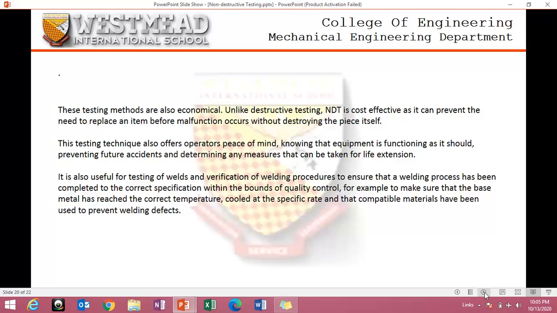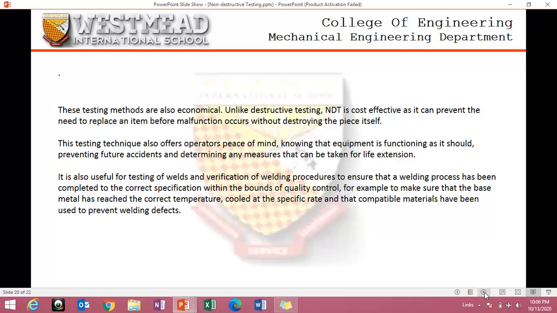Unlike destructive testing, NDTs are cost-effective as they can prevent the need to replace an item before malfunction occurs without destroying the piece itself. This testing technique also offers operators peace of mind, knowing that the equipment is functioning as it should, preventing future accidents and determining any measures that can be taken for life extension.